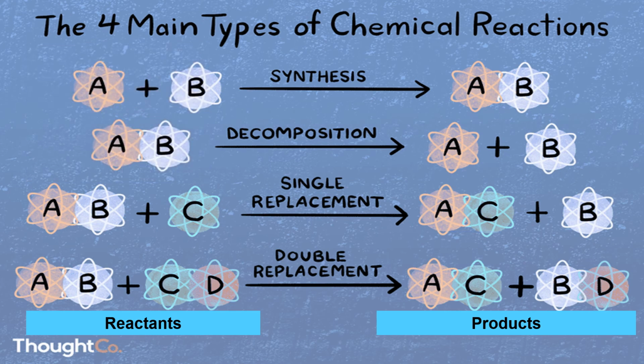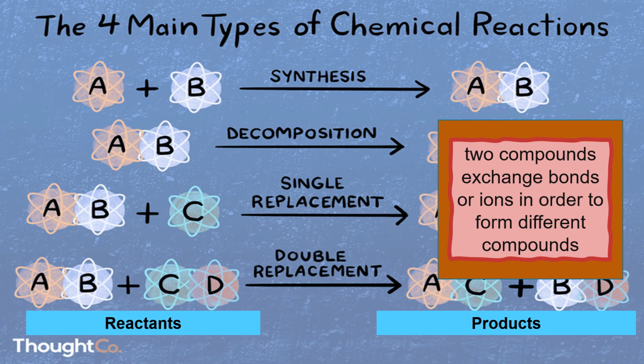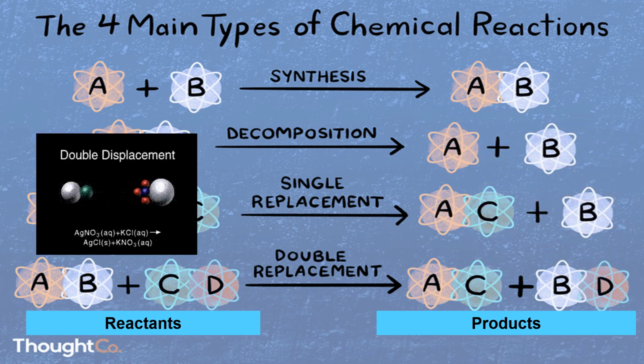The last main type of chemical reaction is the double replacement reaction. In a double replacement reaction, two compounds exchange bonds or ions in order to form a different compound. Dito sa reaction na ito ay nagkakaroon ng pagpapalitan ng substances ang dalawang magkaibang compounds.